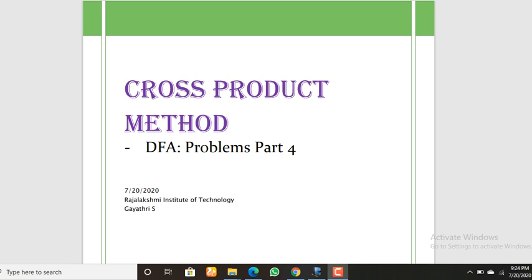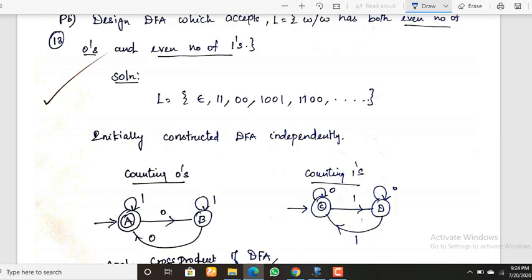So in this lecture, let us see a DFA construction problem using the method cross product or Cartesian product. In this lecture, I'm going to solve some problems using the method cross product. You can also say it as Cartesian product. Let us go to the problem statement.